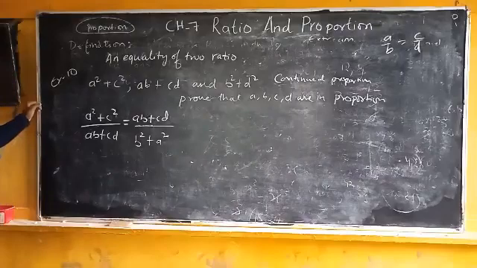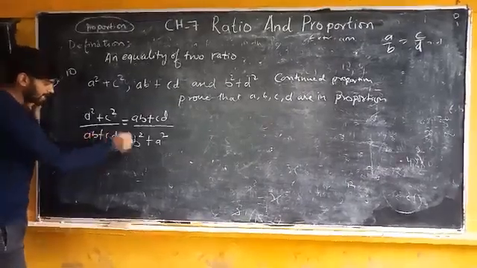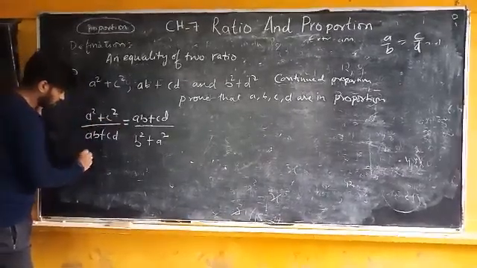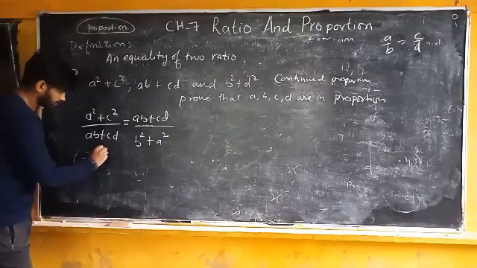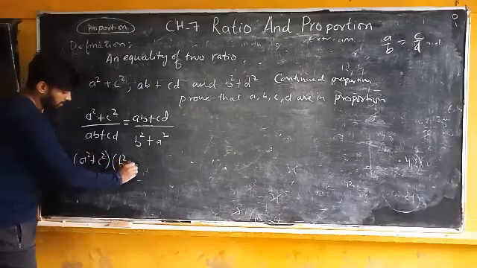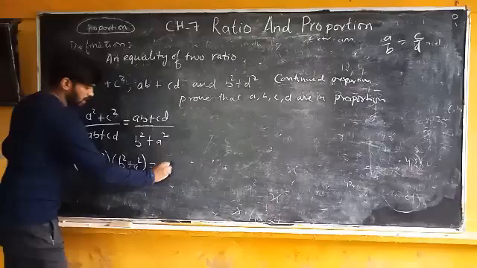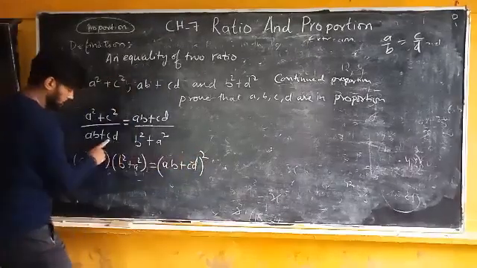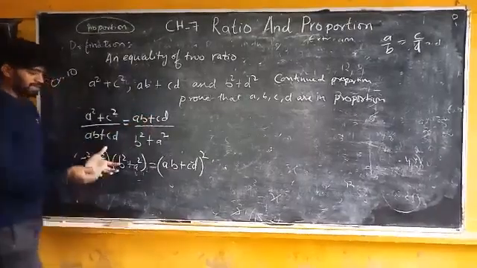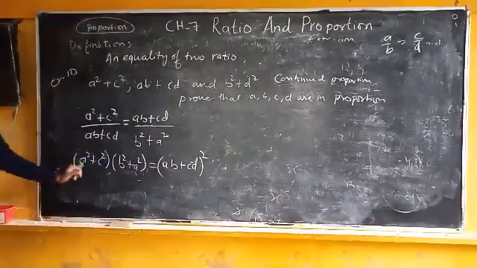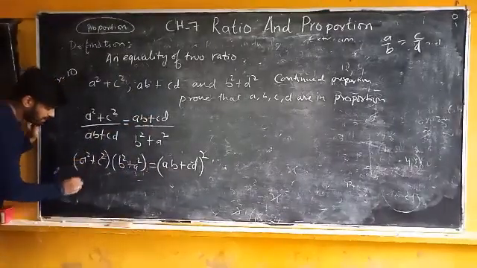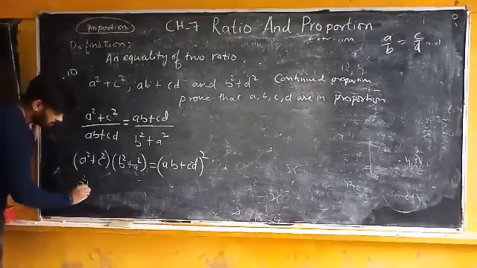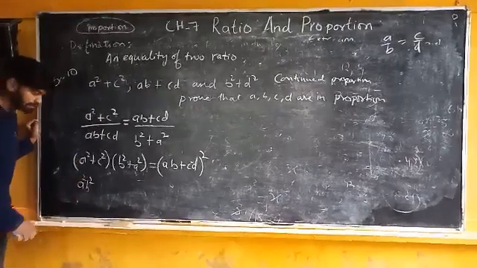Is that okay? Now what I will be doing, I will be taking things on the other side. A square plus C square times B square plus D square equals to AB plus CD whole square. Why am I doing the whole square? This goes on that side, they both are same, gets multiplied or square root. When I multiply this, what will I be getting? A square B square, right?